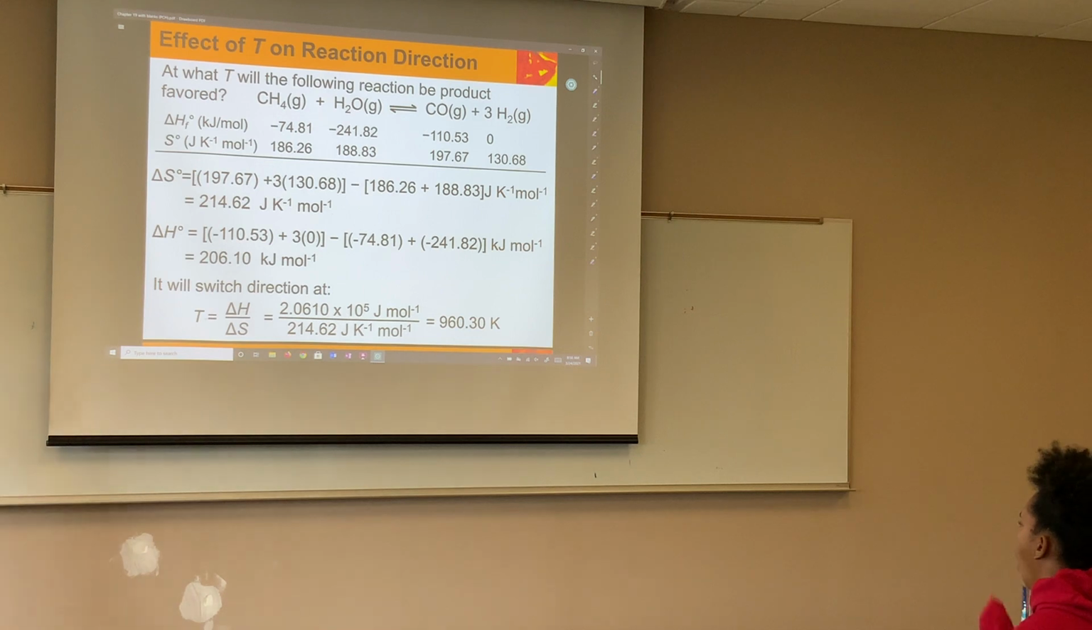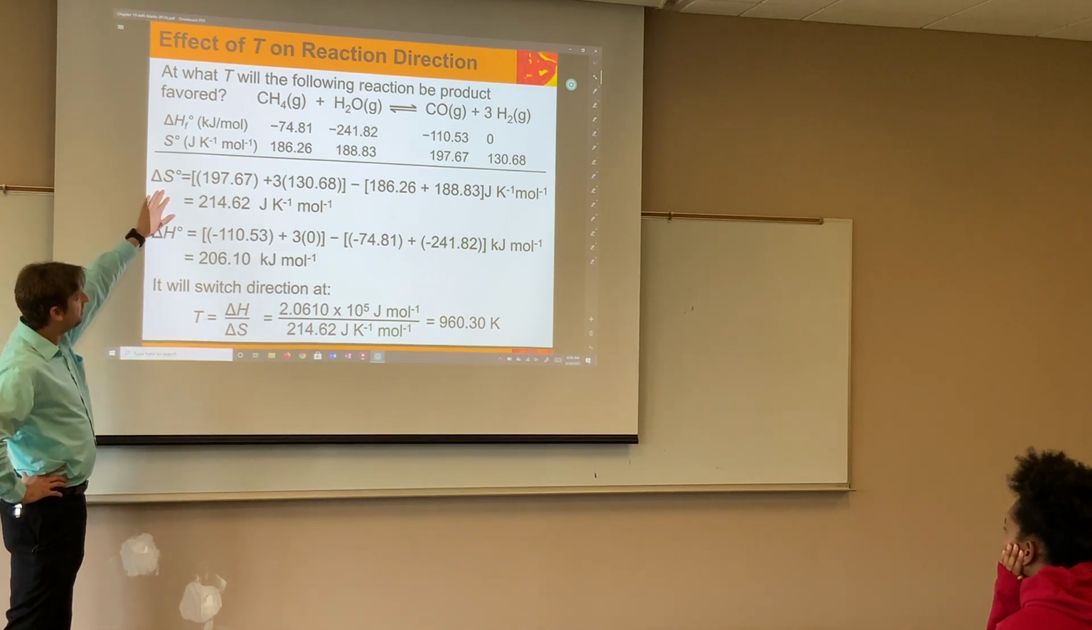So I've worked all this stuff out here for you guys, just because otherwise it'd be an exercise in looking up stuff in the textbook. But it'd be useful if you guys could do this on your own too. So quick question, at what temperature will the following reaction be product favored? Okay, AKA, where will delta G switch from positive to negative? Okay.